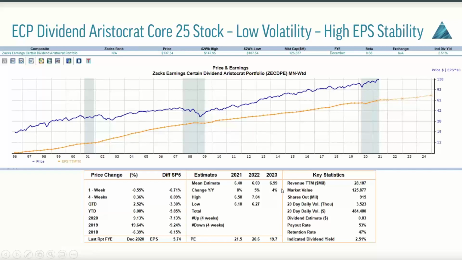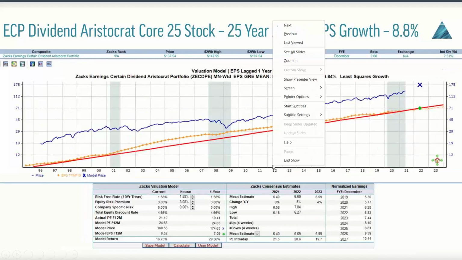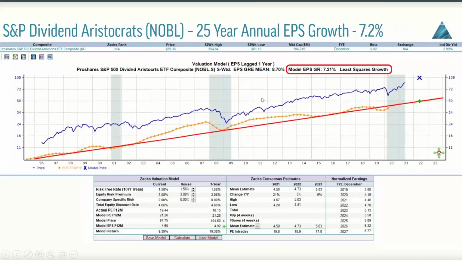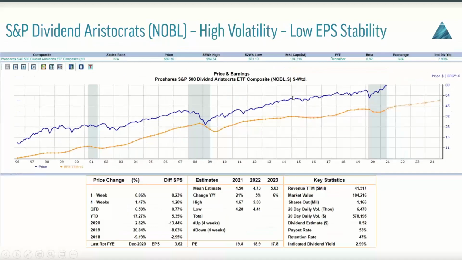Keep in mind too, pay attention that we're trading off some growth for that stability in earnings here. So you can see 8%, 5%, 4% for the ECP Dividend Aristocrat strategy. If we back up a couple slides, you'll see that we've got 21%, 5%, and 6% for NOBL. And keep in mind here that a lot of this is due to the reopening phenomenon, and those returns are ultimately going to normalize out to this long-term least squares trend rate.